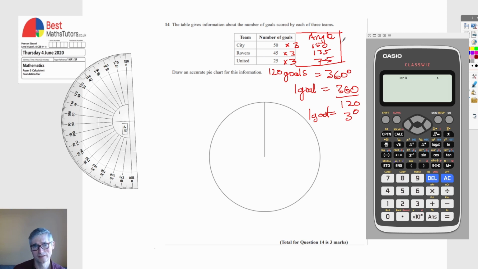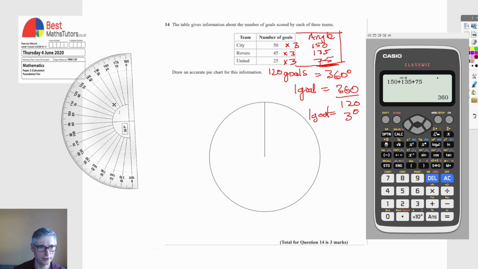And as a check, if we added all those angles up, 150 plus 135 plus 75, which I'm going to do on the calculator, since it's a calculator paper, we're going to get 360. So the fact that they add up to 360 is great news. It means we've done it correctly because they should all total 360 if we do add them up. So that's the full angles in a circle. So the next thing to do is to try and draw the pie chart.